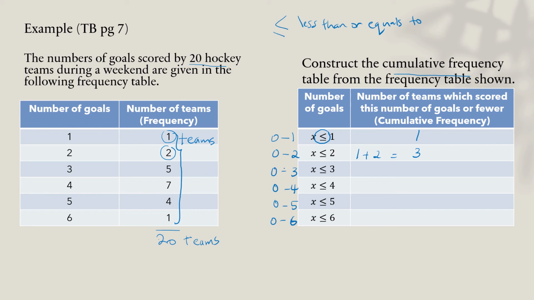Next one, we want teams that scored between 0 to 3 goals. So we want to have 1, 2, and 3 goals. So we're going to add up 1 plus 2 plus 5, which is 8. You can do it this way, or if you want, you can use the previous cumulative frequency and add it to the next frequency. For instance, if you want teams between 0 to 4 goals, we know that the teams that scored between 1 to 3 goals is 8. We can just add 7 to get the cumulative frequency for this class.